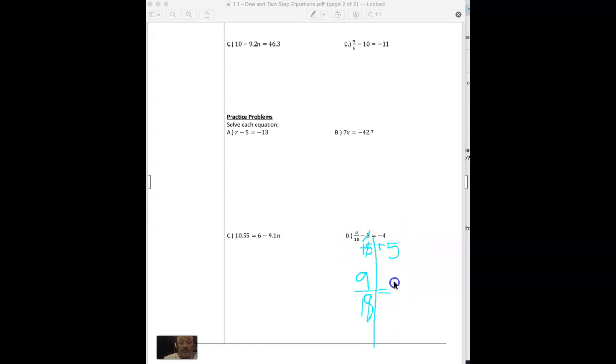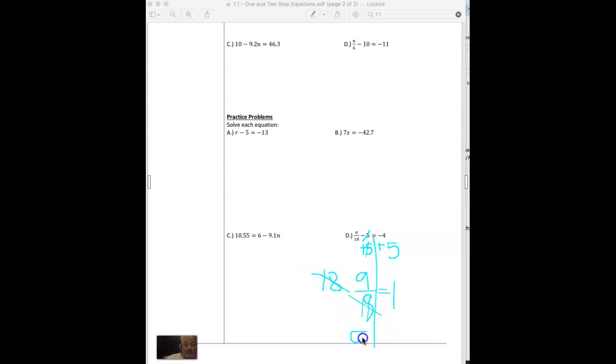A divided by 18, if I want a by itself, I can do the opposite of dividing by 18, right? So you definitely want to think about that. What's the opposite of dividing by 18? And yep, it's what I'm doing here. It's multiplying by 18. If you multiply by 18, you will cancel out. You will be left with a or 1a, however you like.